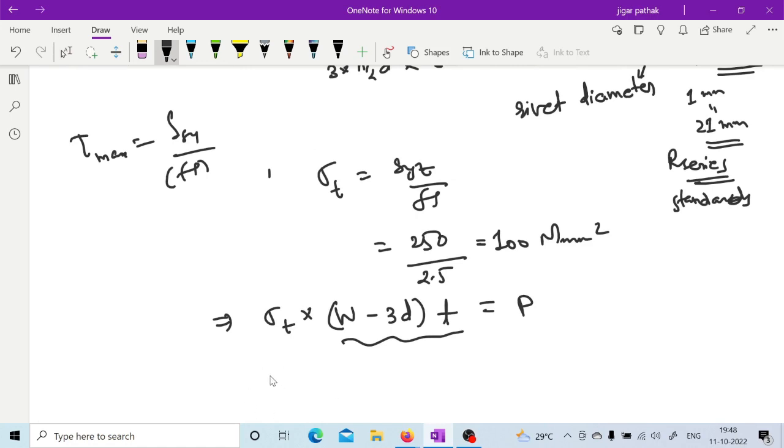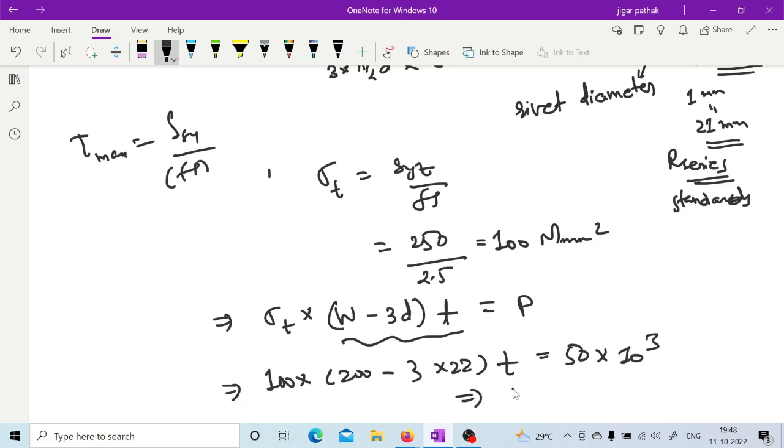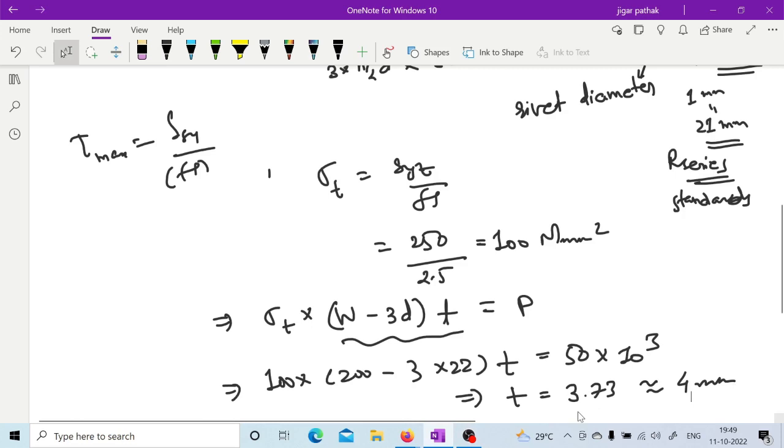So again sigma T you have calculated as 100, W you know 200 minus 3, rivet diameter you know 22, thickness of plate you have to calculate, P you already know 50 into 10 raised to 3. So this will give you the thickness. So thickness is what? Can you tell me? Sir, 3.73 approximately. 3.73 can be converted or can be taken as 4 mm.